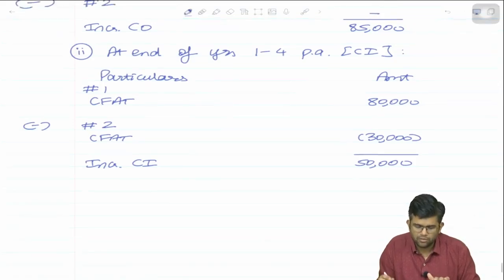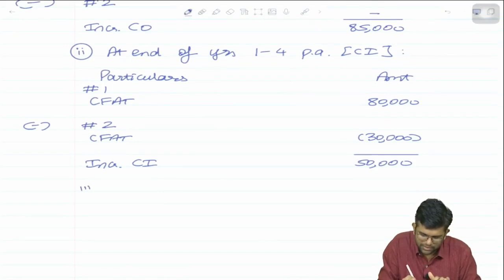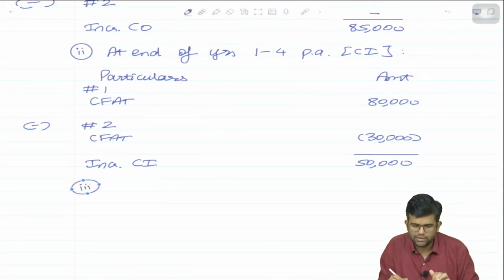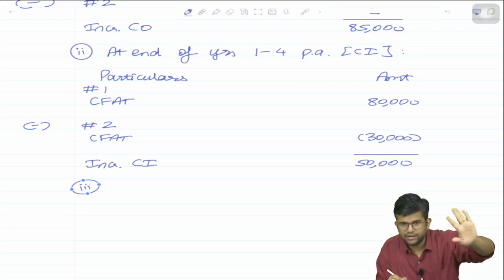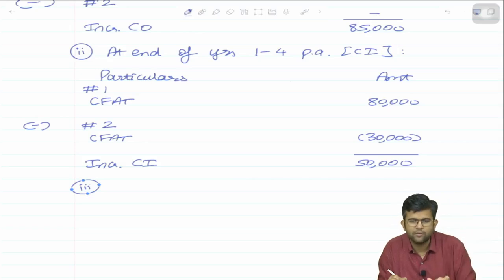Can you tell me now what should I do in point number 3? Come on, just want to know if you are alert. Point number 3, what calculation should I do now? Yes, instead of saying salvage, you're absolutely right, but a better way of saying is now you have to check for year 4 only, because see what happens now.